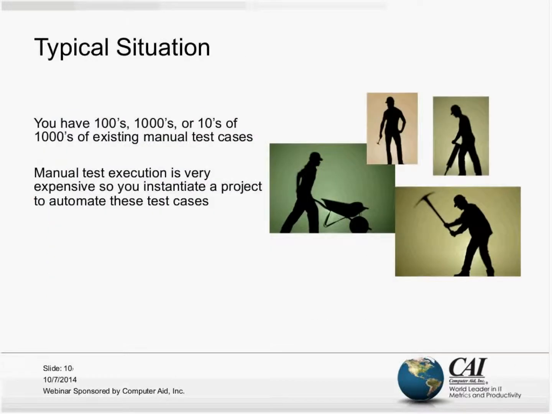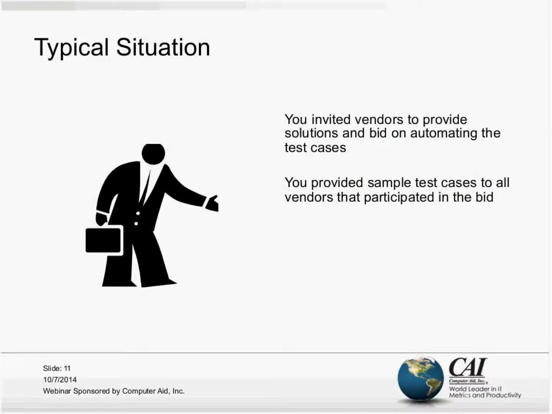A typical situation, and I'm sure everybody in the webinar here today has been through this. You've got hundreds, thousands, and even tens of thousands of existing manual test cases. Manual test execution is very expensive, so you instantiate a project to automate these test cases. And I think we've all been through that, and we've had some successes and probably not so much successes. So what you did when you had this is you invited vendors to provide solutions and bid on automating the test cases. You provided sample test cases to all the vendors that participated in the bid.